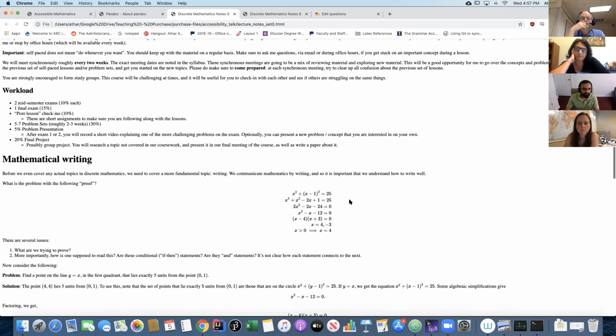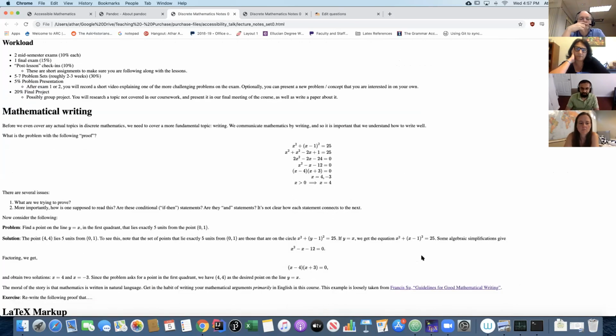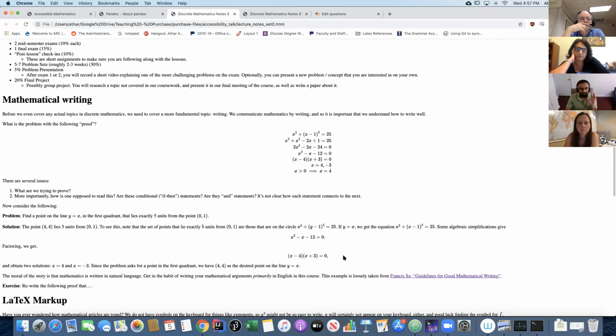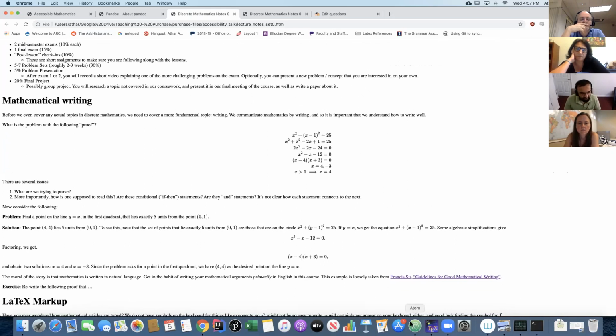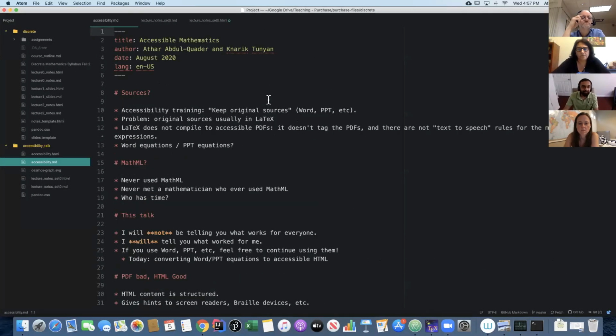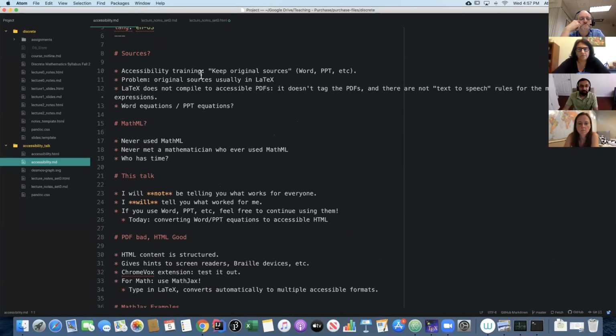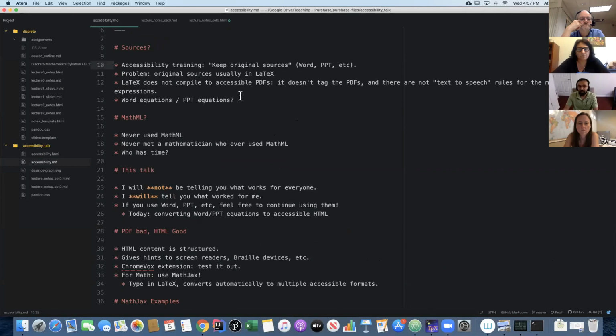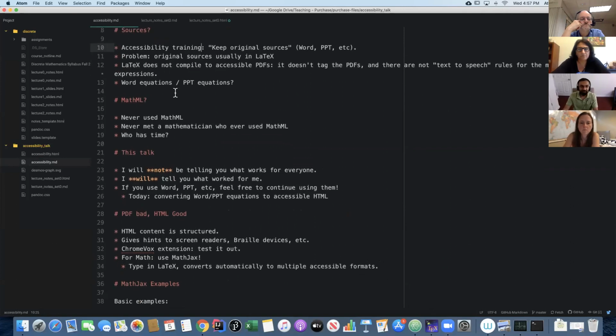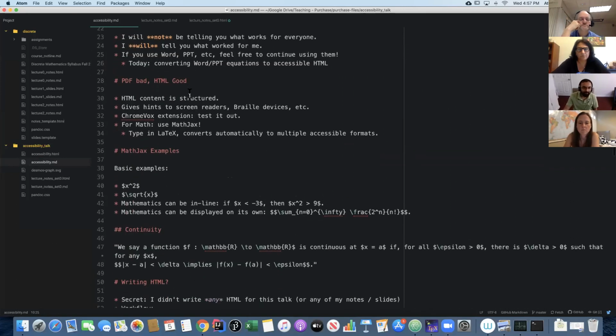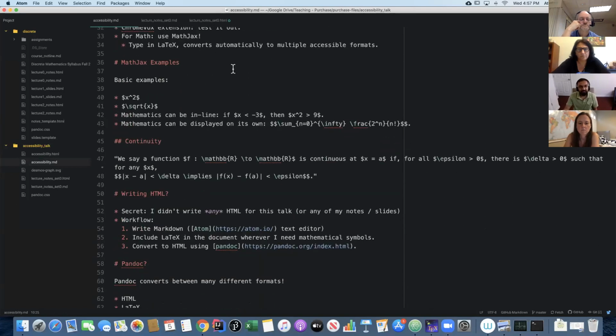The other thing I want to show is, I promised you I don't write any HTML. Not because I'm against HTML, but because it requires some amount of thinking to remember how to structure HTML documents and all that. This is the source code for my talk today, the talk about sources and PDF being bad and MathJax examples. This is literally the source code.